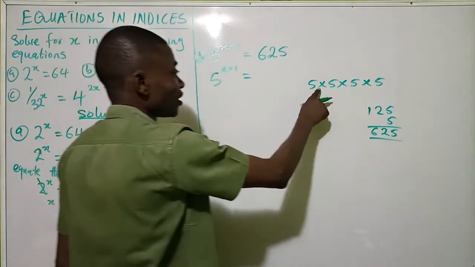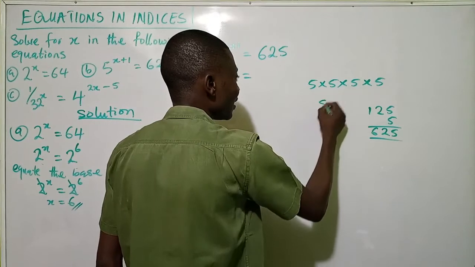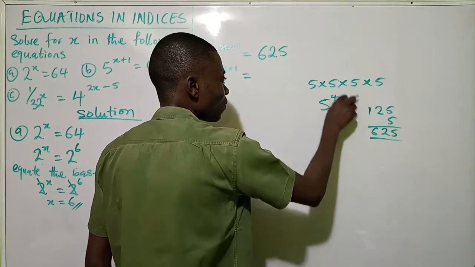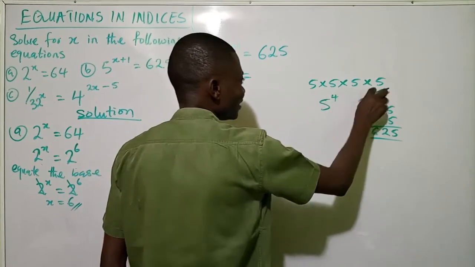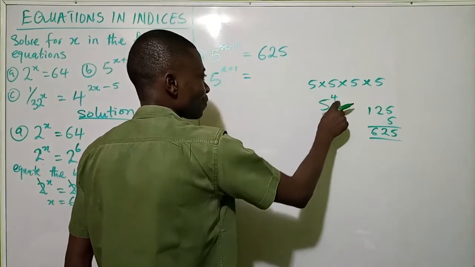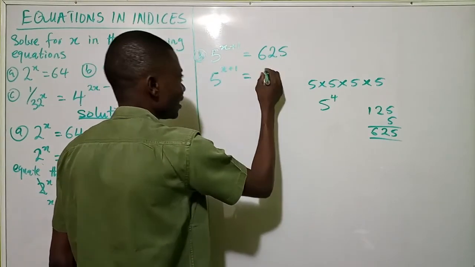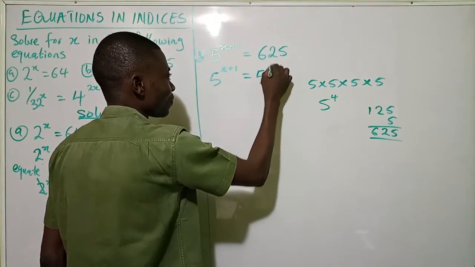So it means that we have 5 in 4 places. 5 raised to the power of what? 4. So this is in index form. I'm expressing this in index form. So 5 raised to the power of 4 is the same thing as 625. So that's what I'm going to replace here. So put 5 raised to the power of 4 here.